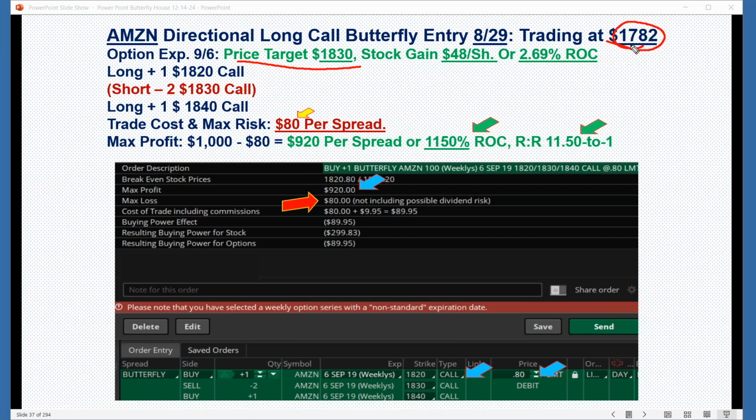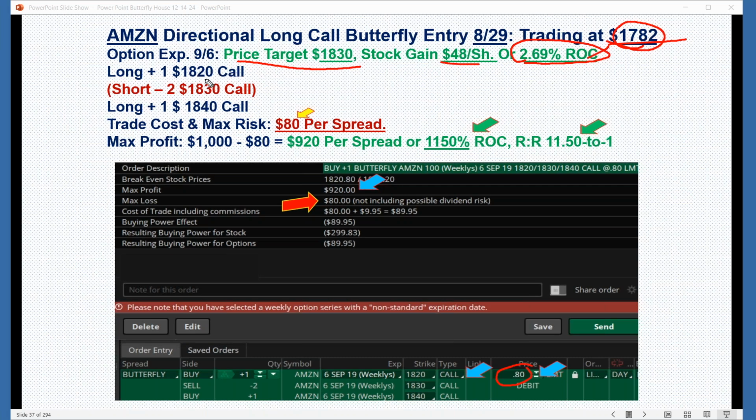Now, if we bought 100 shares here, we paid 178,200, and we hit our target at 1830, we would be up $48 a share. 2.69% return. Well, that is not too great, if you look at the risk. But for the same type of trade potential, we were able to do this with the butterfly, which cost 80 cents or $80 per spread versus 178,000.